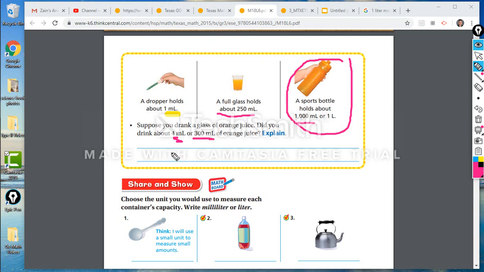Explain that to me. And the explanation could be, well, 4 milliliters is not a lot. It probably is halfway through this dropper here. But 300 milliliters is a little bit more than a tall glass that'll hold maybe a tall glass of the orange juice. So this is what we're looking for. And your explanation would be that the 4 milliliters is way too little compared to the 300 milliliters. Okay.